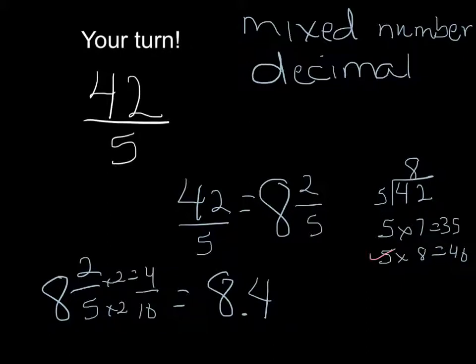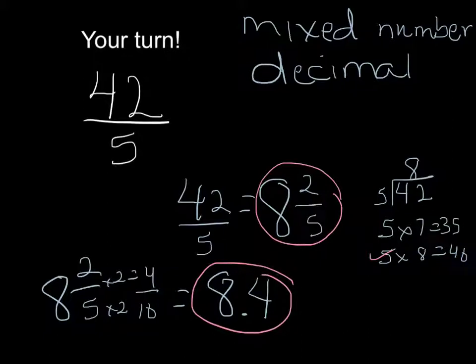So how'd you do? Your mixed number hopefully is 8 2/5. Your decimal is 8.4. Let me know how you did. Post it in Edmodo.